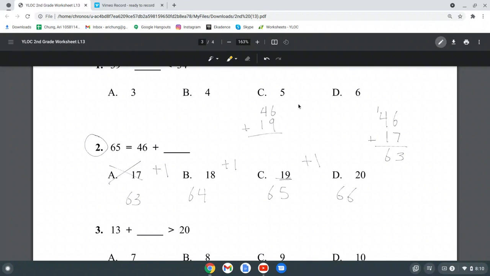Let's draw 6 and 9. 1, 2, 3, 4, 5, 6. And 9. 1, 2, 3, 4, 5, 6, 7, 8, 9. 9, 10, 11, 12, 13, 14, 15. The one goes up here. 4 plus 1 is 5. 5 plus 1 is 6. And here we go. This shows that this is 65, and I was correct that it was 65. So 46 plus 19 equals 65.